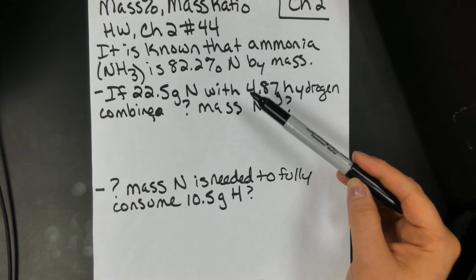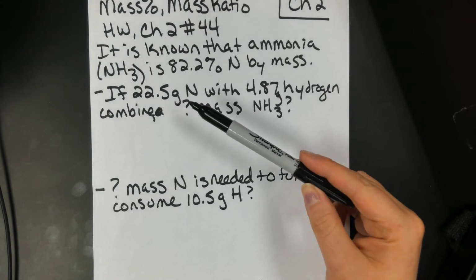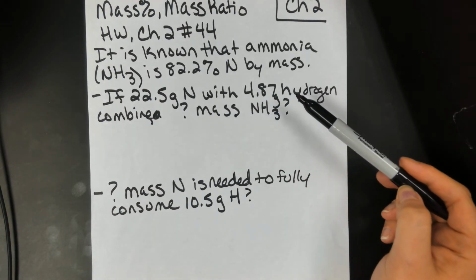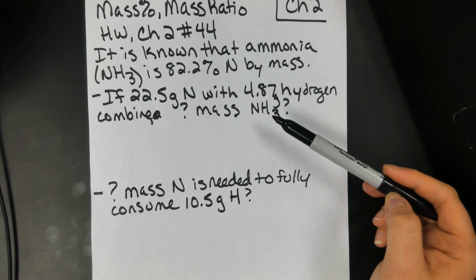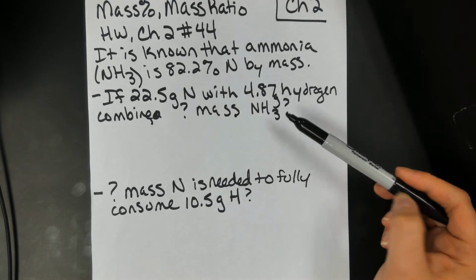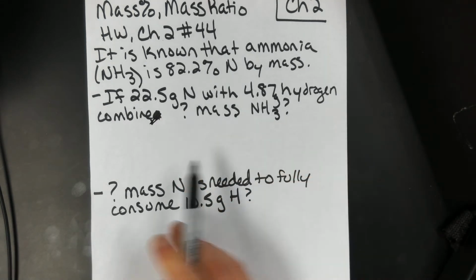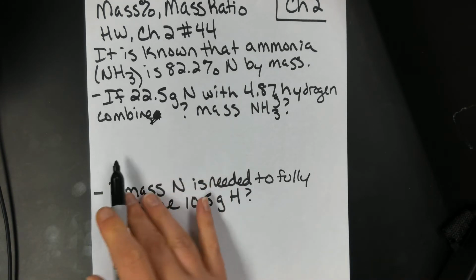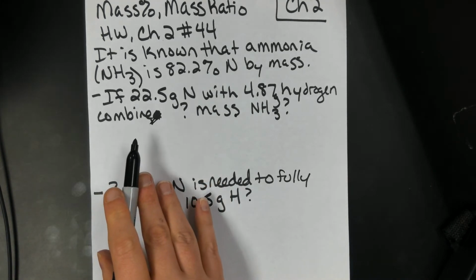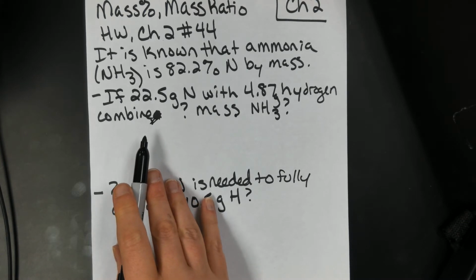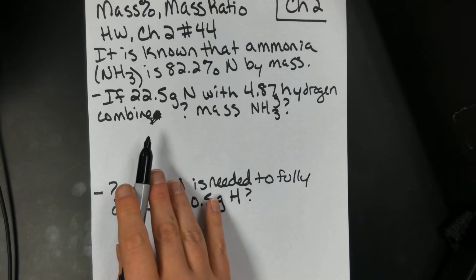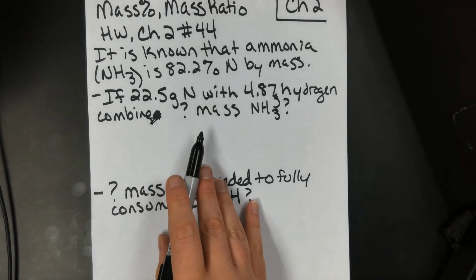So they're asking, if 22.5 grams of nitrogen are combined with 4.87 grams of hydrogen, what's the mass of the final product, NH3, ammonia? They didn't specify that we're going to have any nitrogen or hydrogen left over. So if they don't, we're just going to assume that they both combine to make the final product.